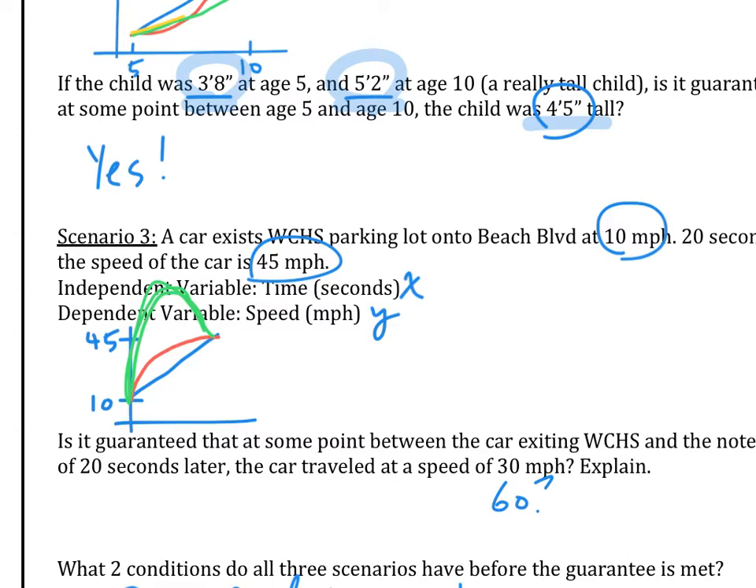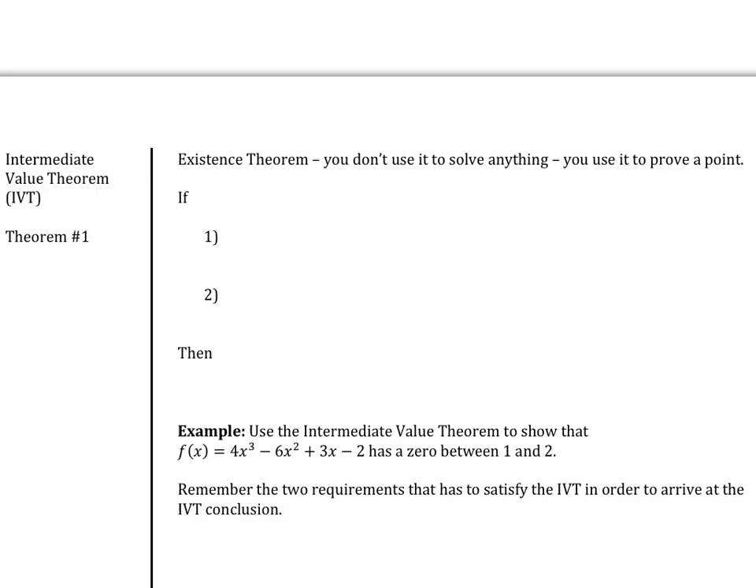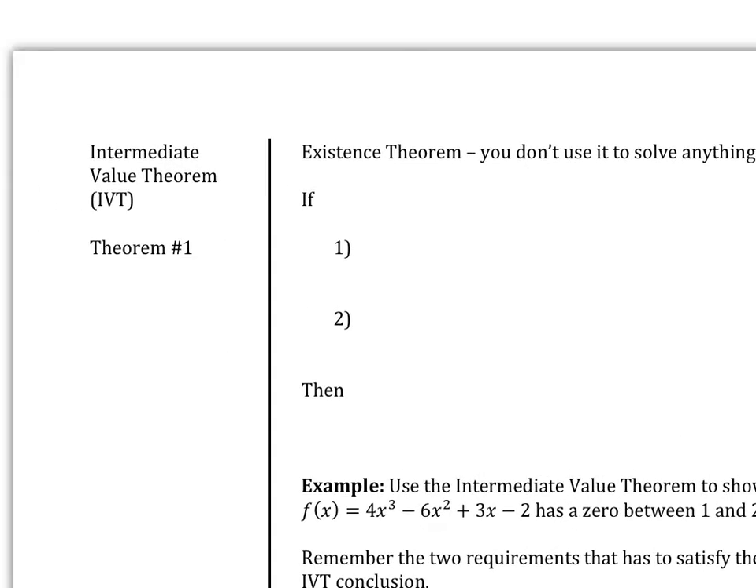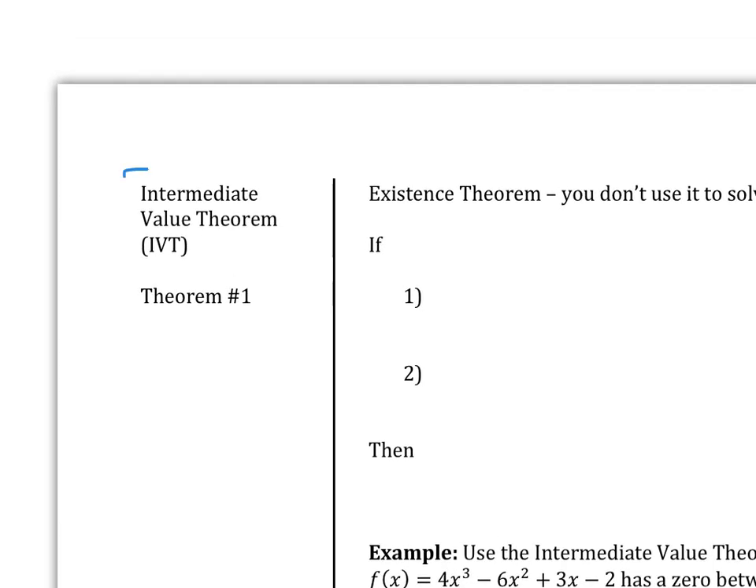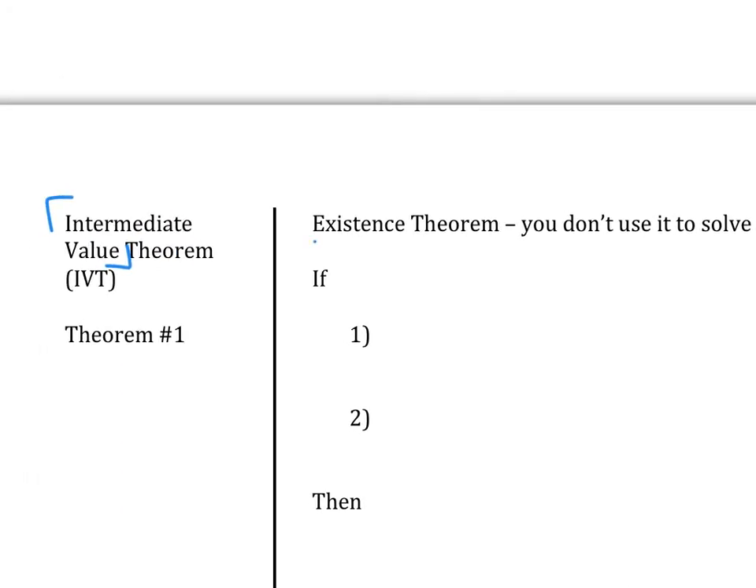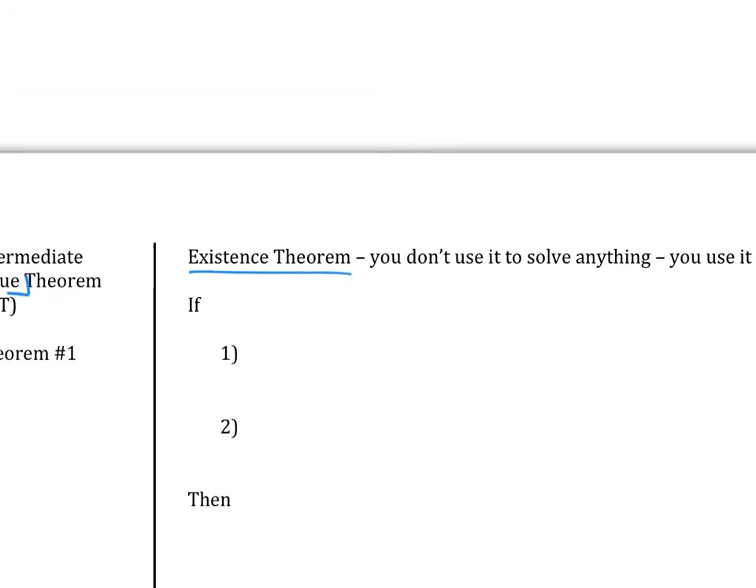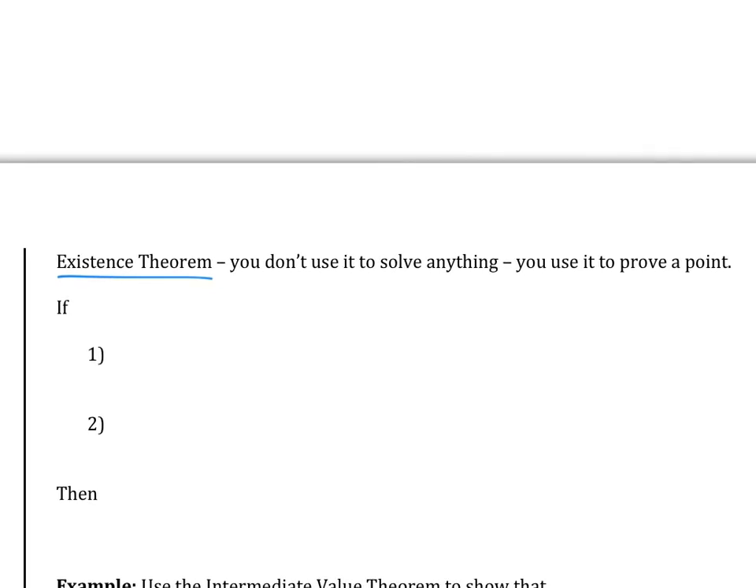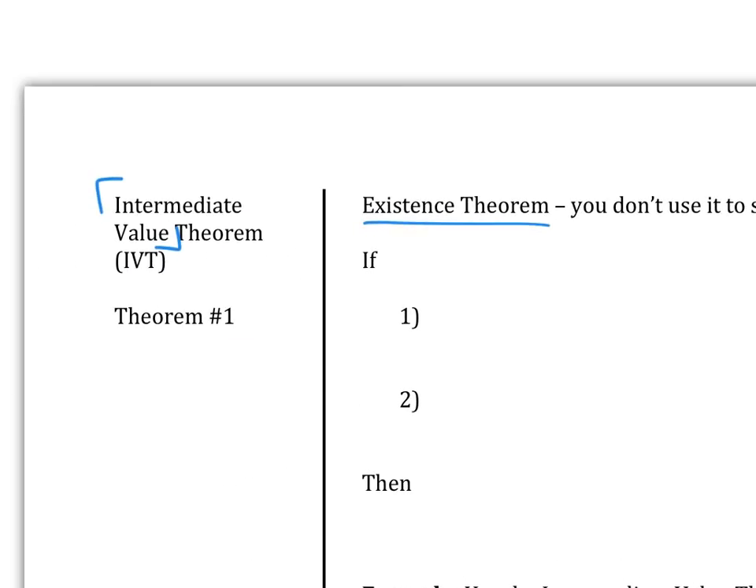So this is the theorem we're going to talk about today. Just like the example we did before, we're going to talk about the intermediate value theorem. Intermediate value means the number that's in between the two ends. This is called the existence theorem because you're not going to use it to solve anything, you're just using it to prove something. This is going to be the first theorem we're going to do this year. The first semester, we're going to have 3 theorems, and then the second semester, we're going to have 2 with some addendum.